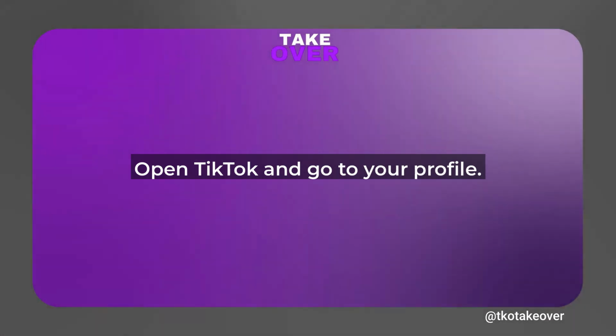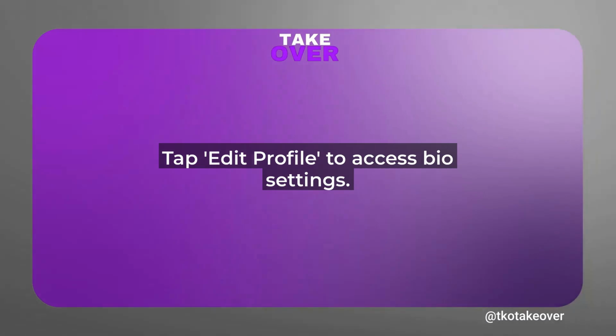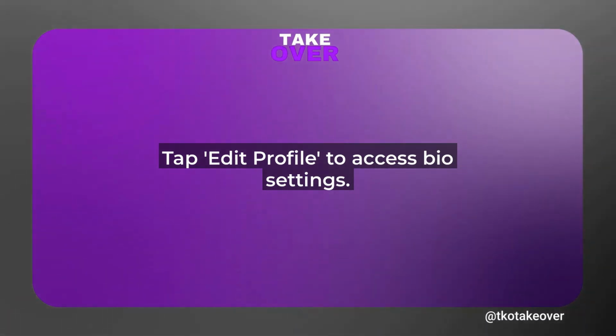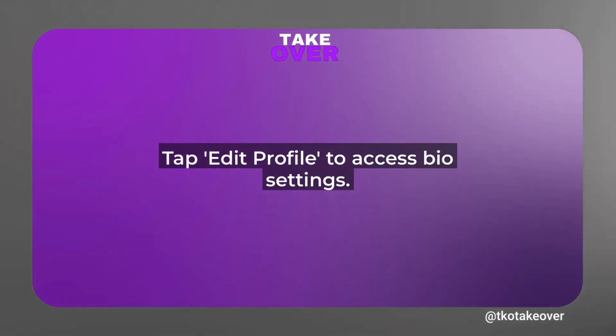Once that's done, open the app and go to your profile by tapping the person icon in the bottom right corner. Next, tap on Edit Profile, right at the top. This is where the magic happens. Scroll down in the Edit section until you see the Bio field.